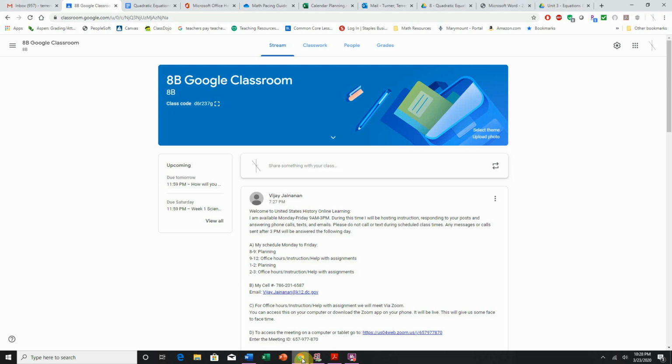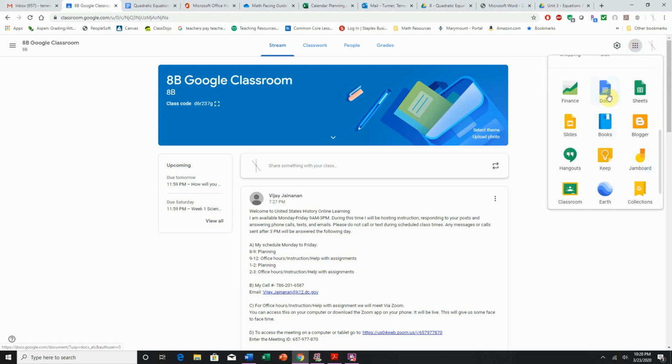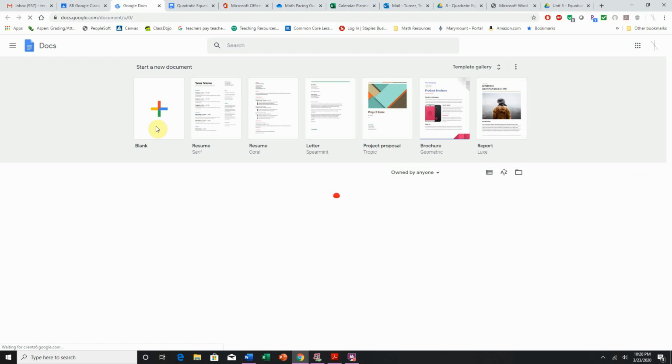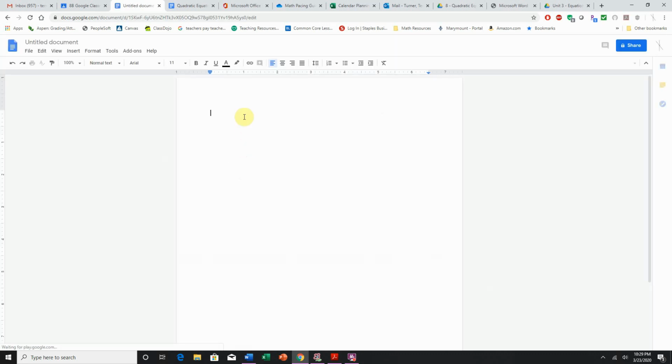Okay, so we're going to talk about first how I would like you guys to submit your work. So in our classroom, we're always going to start with a Google Doc, okay, because you're going to use that as your answer sheet. So in your classroom, you would go to the top right corner here. You would see these dots that say Google Apps. You're going to click that, scroll down, and you're going to click Docs, and it'll open your tab for you, and then you're going to click Blank Document. Okay, so you're going to use this to submit and do all your work.